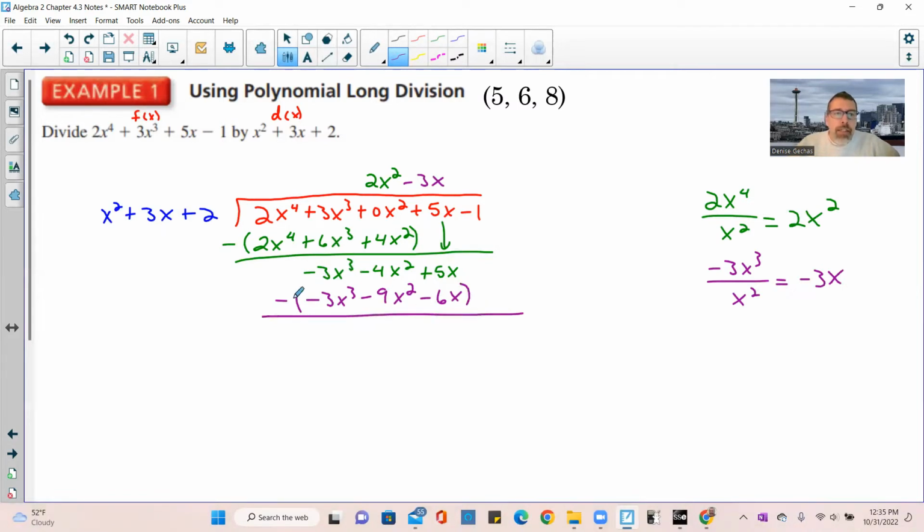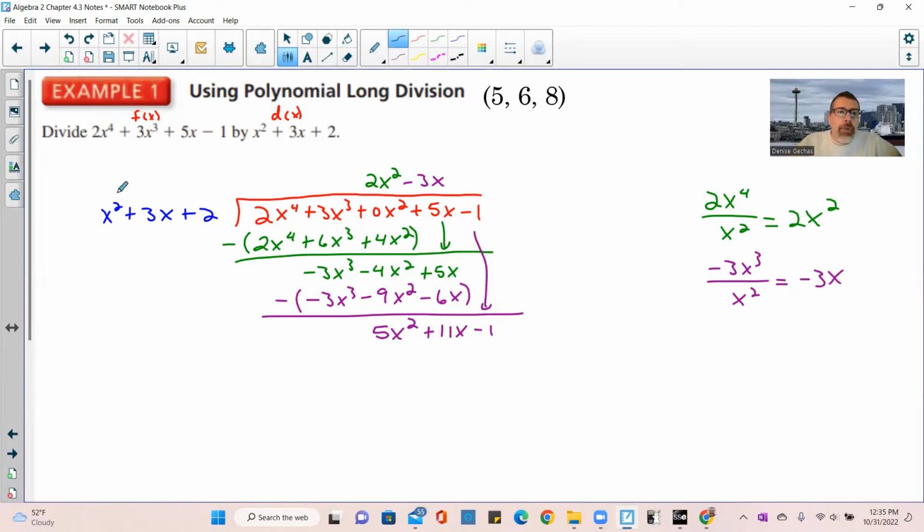So negative 3x cubed minus a negative 3x cubed means plus, that cancels to 0. Negative 4x squared minus a negative is plus 4. So it's negative 4 plus 9, which is 5x squared. Negative 5 minus a negative is plus 11x. And now I bring down my minus 1.